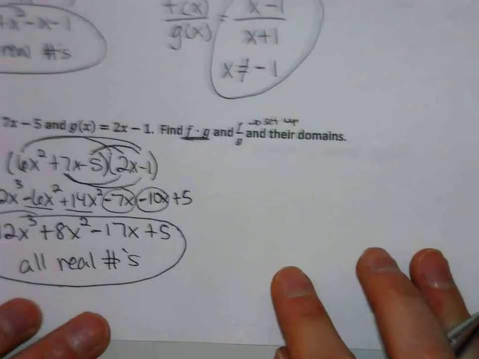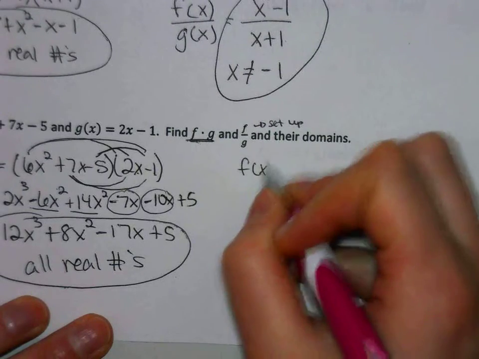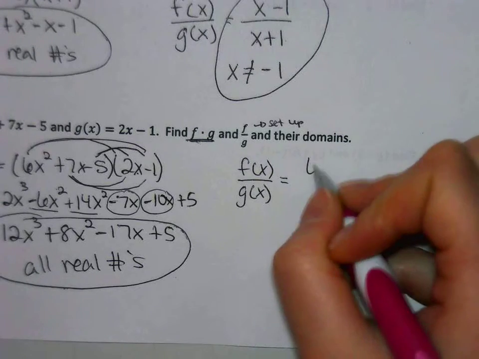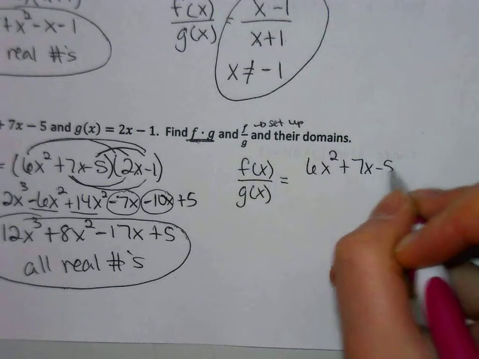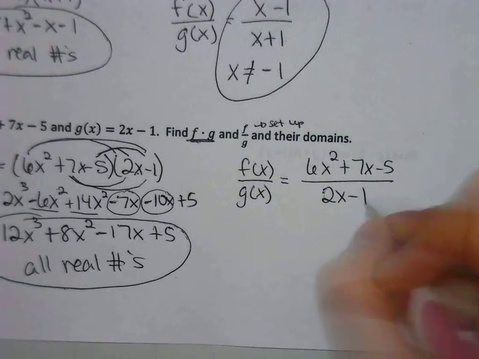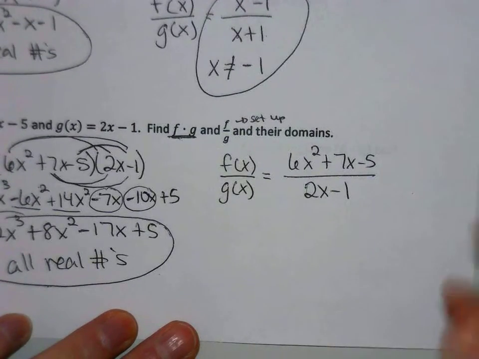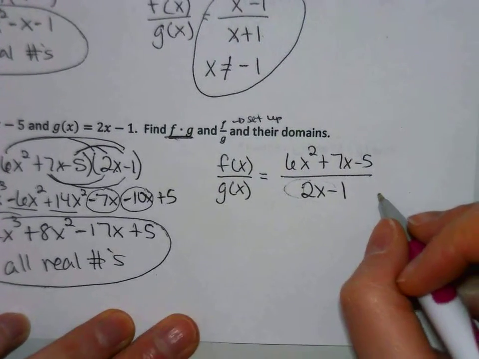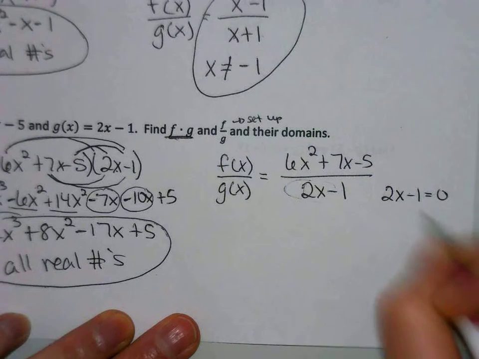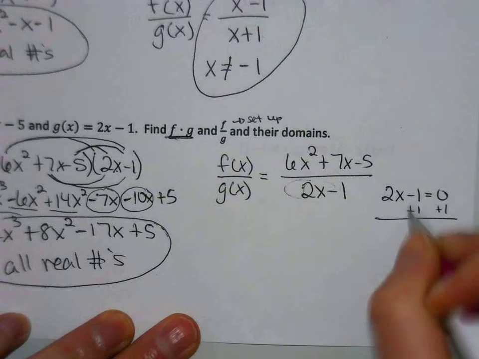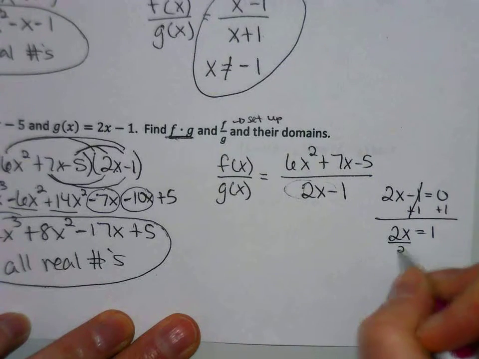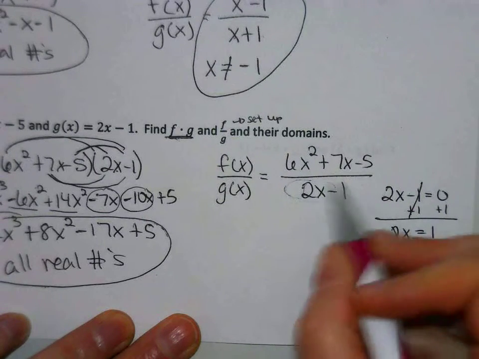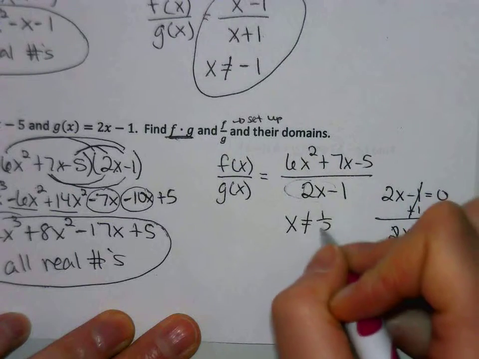Last example, let's look at what happens when we divide these two. f of x divided by g of x. We're only looking at doing the setup for division. So we have 6x squared plus 7x minus 5 divided by 2x minus 1. To find our domain, it's not going to be all real numbers because we can't have the denominator be 0. So what does x need to be? If we say 2x minus 1 equals 0, we can add 1 to both sides. 2x equals 1. Divide both sides by 2. x equals 1/2. So when x equals 1/2, the denominator is going to equal 0. So x cannot equal 1/2.